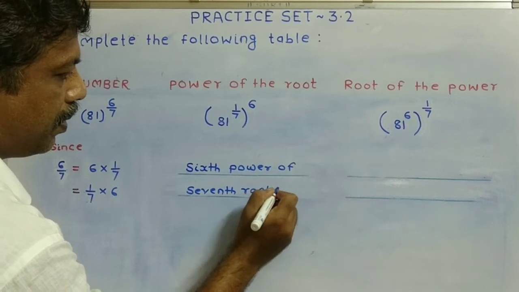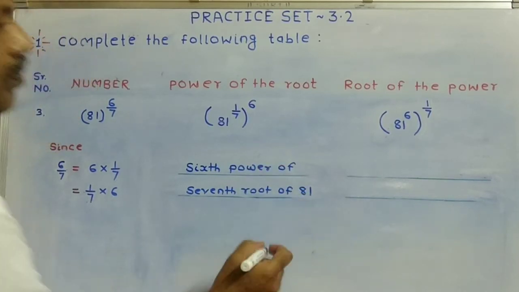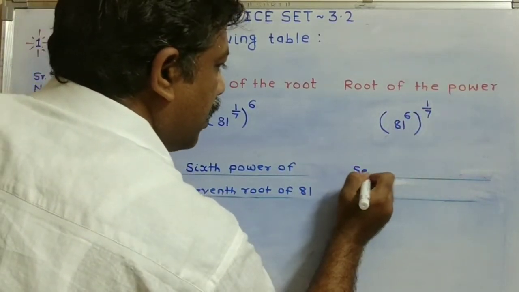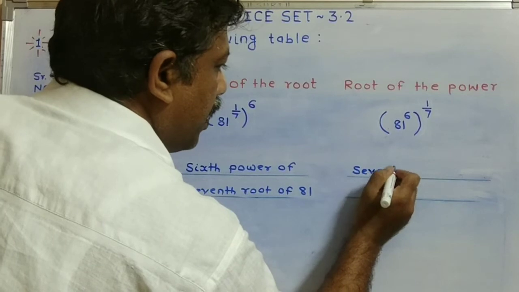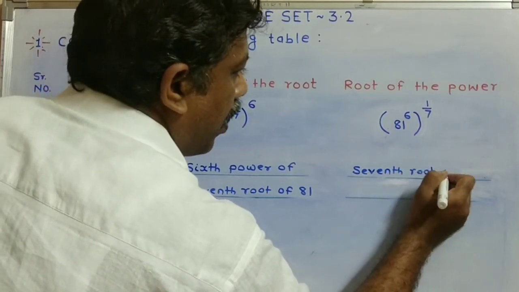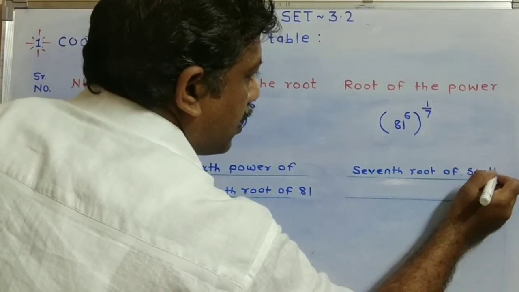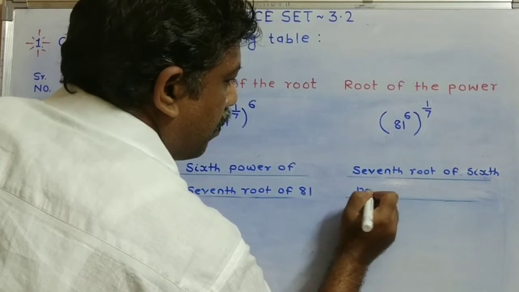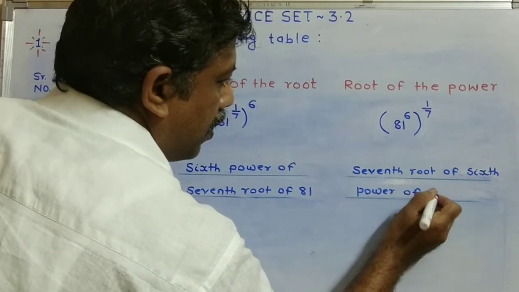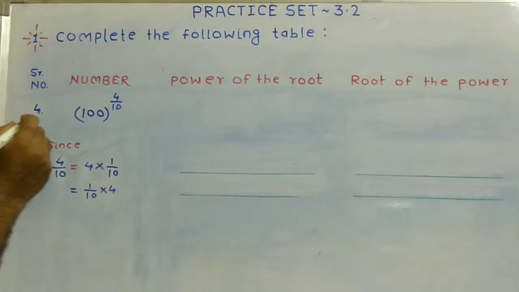Seventh root of which number? 81. Now, root of the power means which root? That is equal to seventh root of sixth power of which number? That is equal to 80.